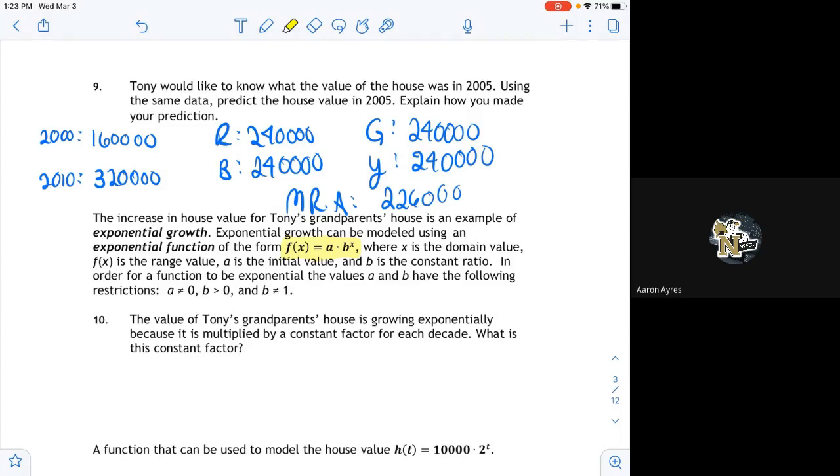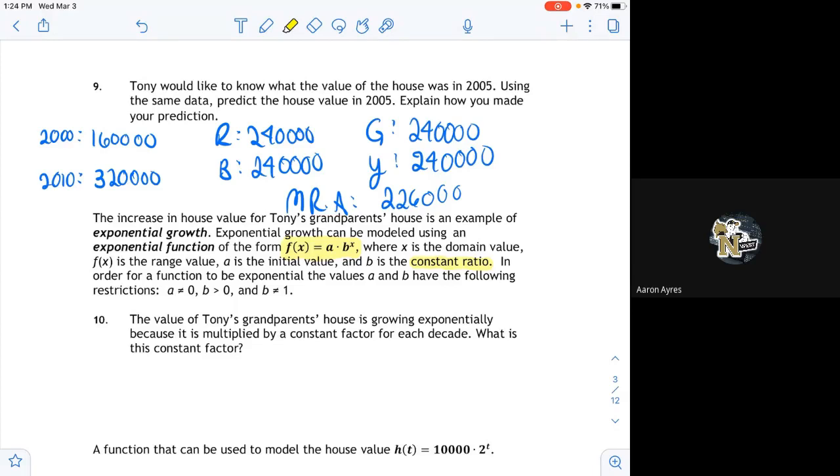So exponential functions don't have a constant rate of change. They have a constant ratio. So the ratio of values between time intervals is the same, but not the actual rate. Does that make sense? That's the difference between a linear function versus an exponential function. Exponential functions have a constant ratio. Linear functions have a constant rate of change. You guys see the differences here? It's a little bit different.